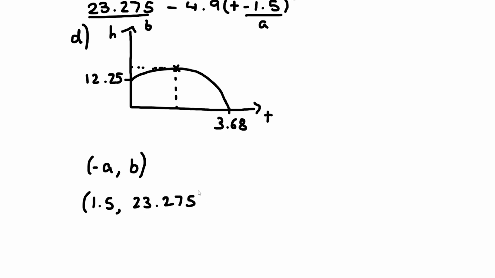Which means that this coordinate over here is 1.5, 23.275, which means that the maximum height is 23.275, after 1.5 seconds of time has elapsed. So this is basically 1.5, because 1.5 seconds has elapsed when we're at this coordinate, and this is 23.275. So it's reached its maximum height of 23.275 after 1.5 seconds of time has elapsed. And that's all you need to do for part D.